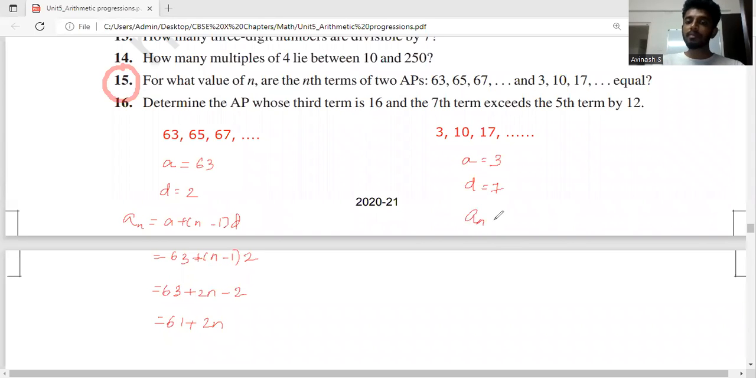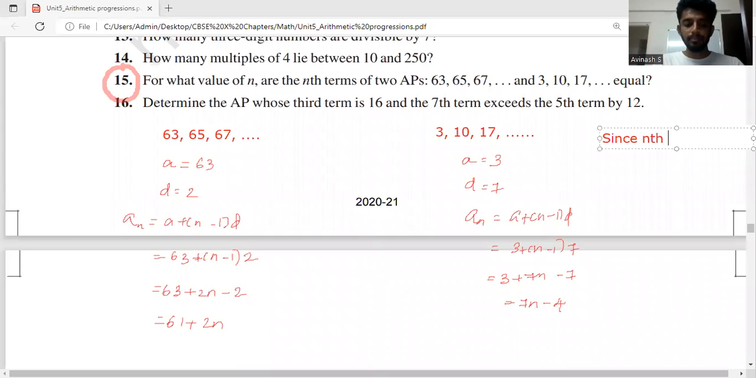Likewise, even for the second AP, we are finding an equals a plus n minus 1 into d. And a is 3, n minus 1, we keep it as n minus 1, d is 7. So likewise, we take this inside, so 7n minus 7. So here we get it as 7n minus 4, because 3 minus 7 is minus 4. Now we equate both of them, because in the question they have given nth terms are equal.